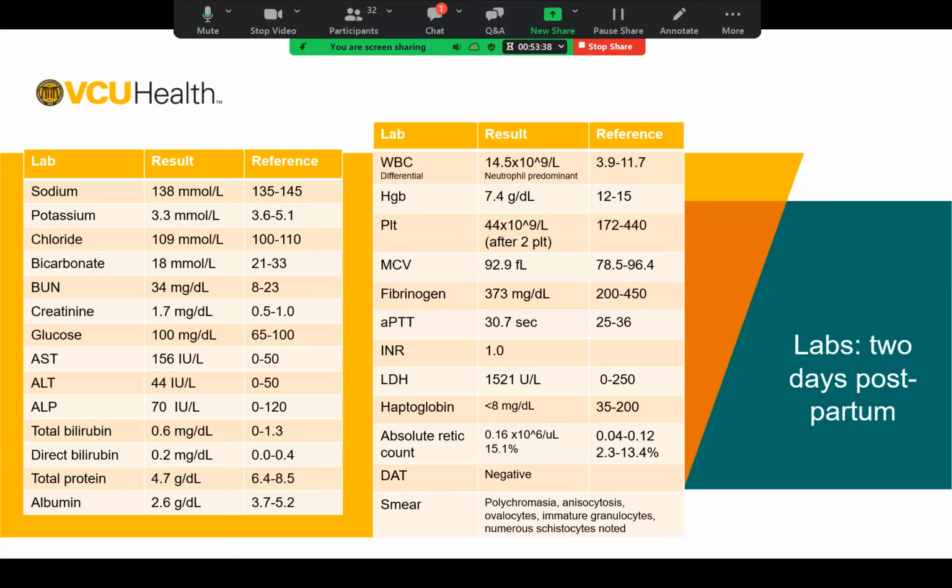Remarkable for a CBC was a white count of 14.5. She had a neutrophil predominant differential. Her hemoglobin dropped to 7.4, and after 2 platelet transfusions was up to 44 for her platelets. She had an INR of 1.0, an LDH of 1,521, and still an undetectable haptoglobin.